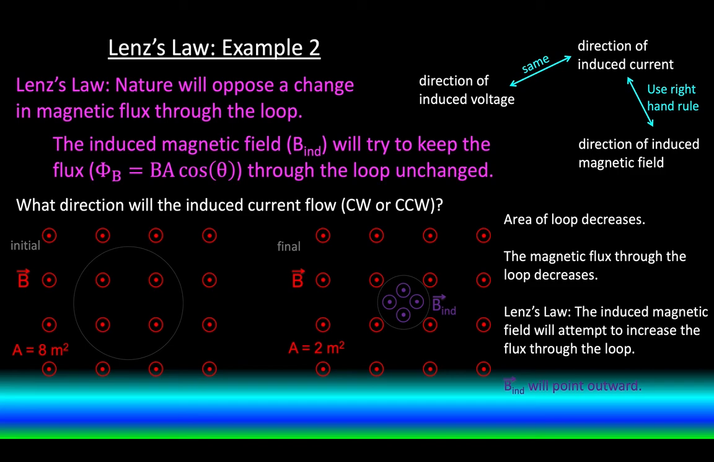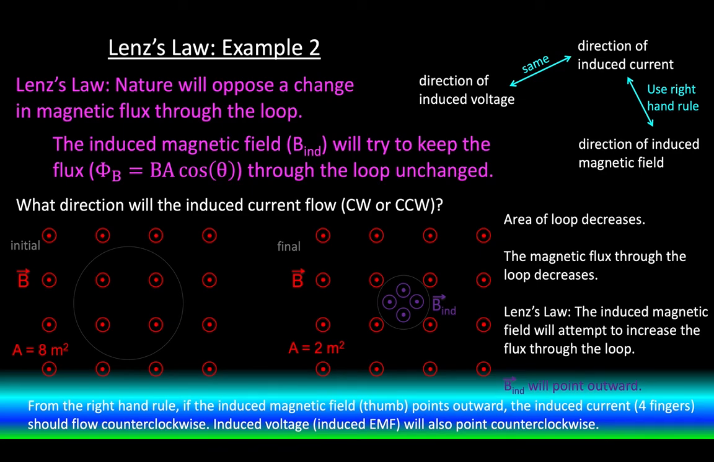Now, if I point my thumb in the direction of the induced magnetic field, my four fingers will curl around the wire in a counterclockwise direction. So that implies from the right-hand rule, my thumb is the straight part through the center of the wire. That's going to be my magnetic field. My four fingers curl around the wire, so my four fingers are the current. And so the induced current is flowing counterclockwise around the wire, and therefore the induced voltage is going to be in a counterclockwise direction.